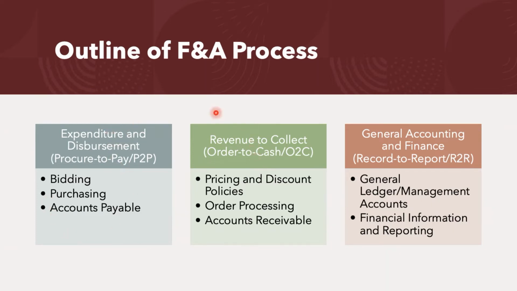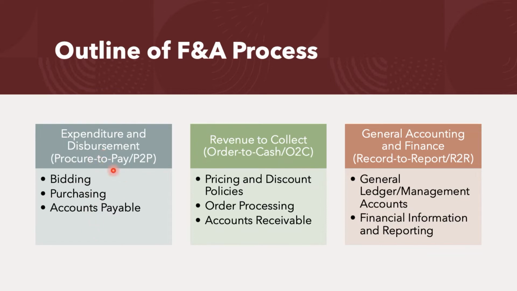Tama? So, lahat ng mga transactions sa procure to pay, order to cash, has an effect sa ating record to report or basically the general ledger. So, unahin ko yung procure to pay. Your procure to pay, it's your, again, expenditure and disbursement. And we will include topics or subcomponents such as the bidding process, the purchasing, and accounts payable.